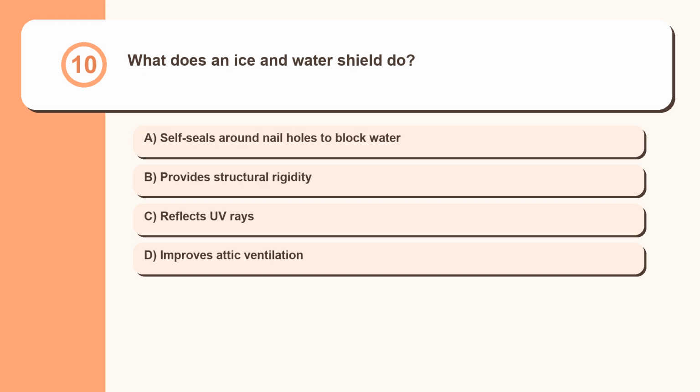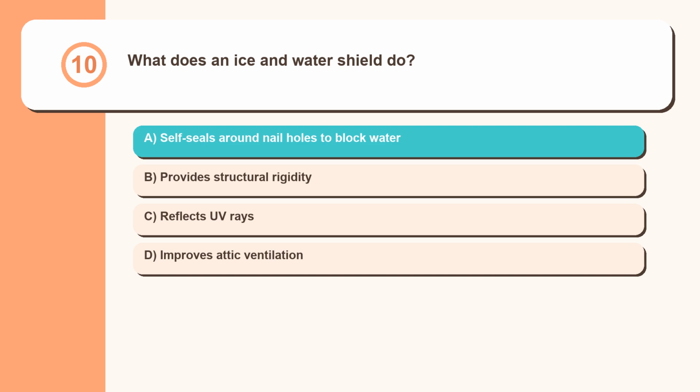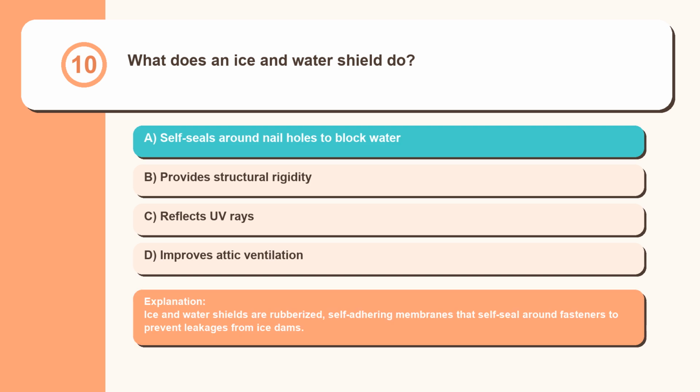Question 10. What does an ice and water shield do? Self-seals around nail holes to block water, provides structural rigidity, reflects UV rays, improves attic ventilation. Ice and water shields are rubberized, self-adhering membranes that self-seal around fasteners to prevent leakages from ice dams.